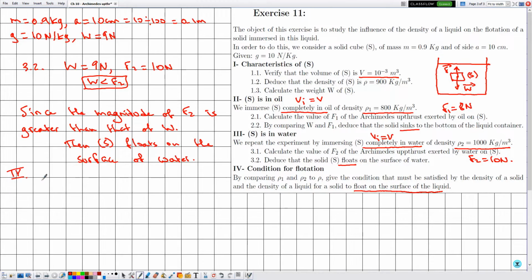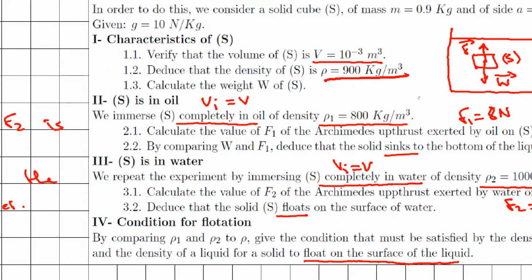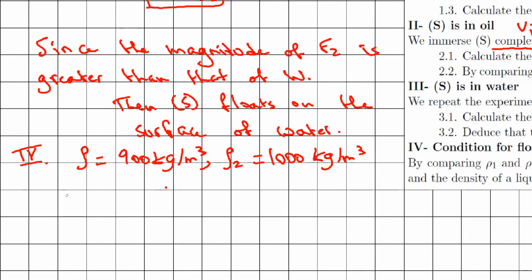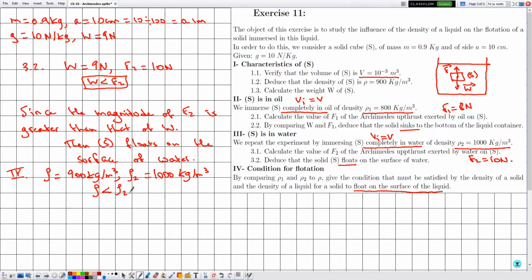So the comparison is that the density of the solid is 900 kilogram per meter cube, and the density of the liquid, which is rho 2, is 1000 kilogram per meter cube. And here the density of the solid is less than the density of the liquid. So rho is less than rho 2. So this is the condition that must be satisfied.